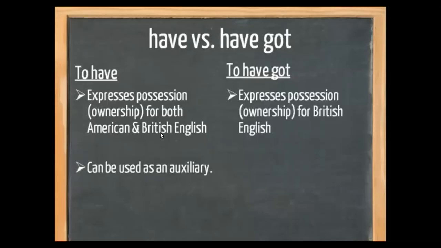To have can also be used as an auxiliary to make either a present perfect or a past perfect. For instance, I've watched a film. But to have got cannot be used as an auxiliary, so we can only say I've got a film, as in I own a film.